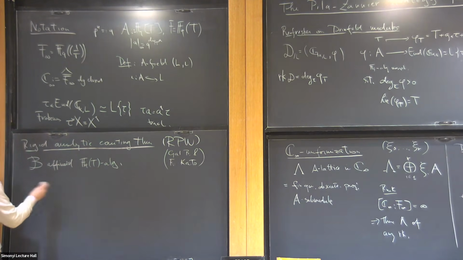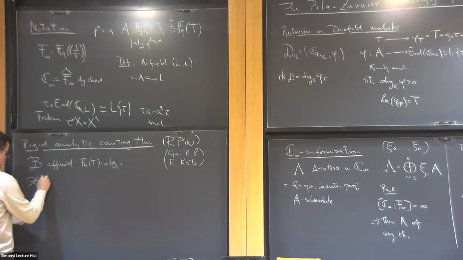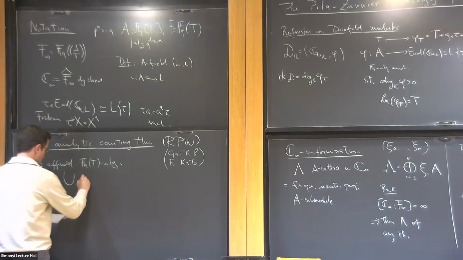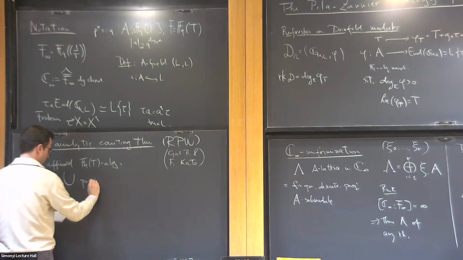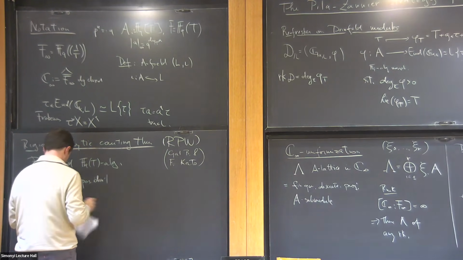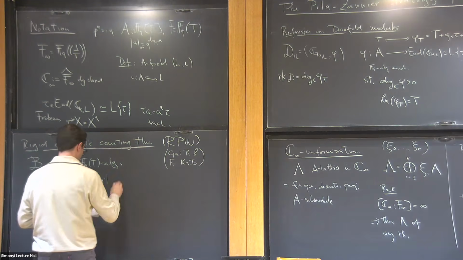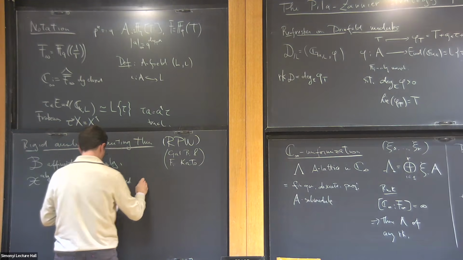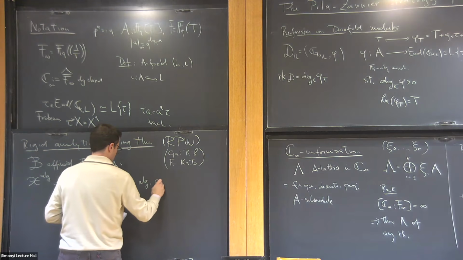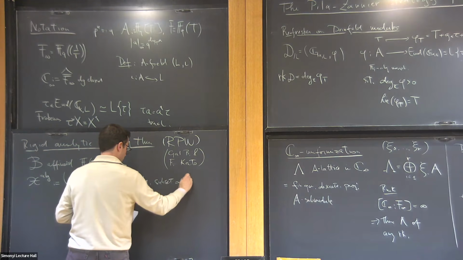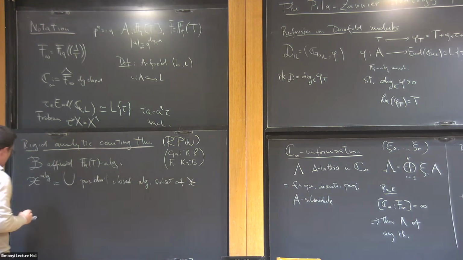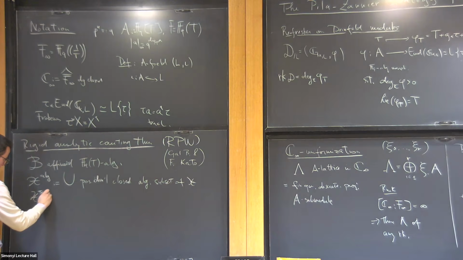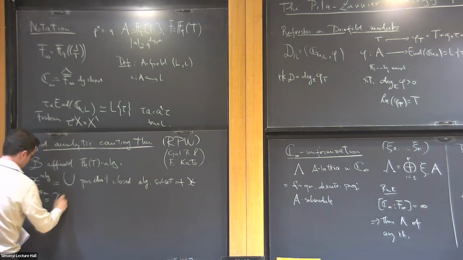In general, if I have a rigid space, which locally would be the spectrum of this affinoid algebra, I will denote its algebraic part as the union of all positive dimensional closed algebraic subsets, and of course the transcendental part as the complement of this in X.